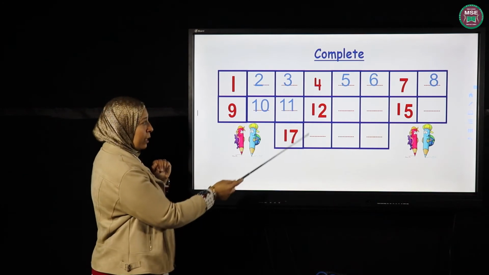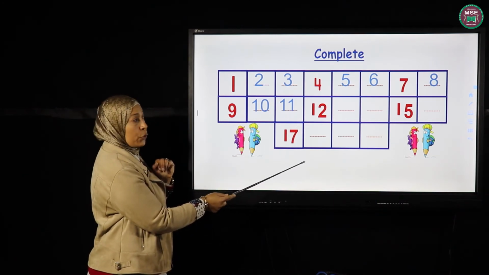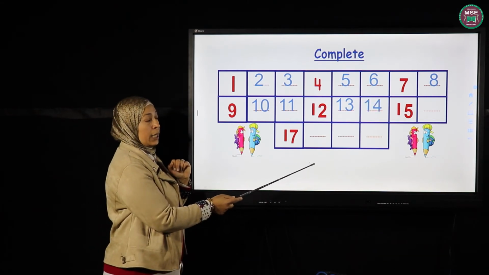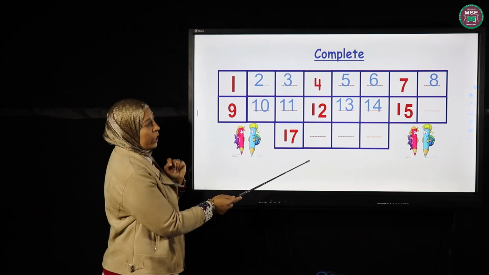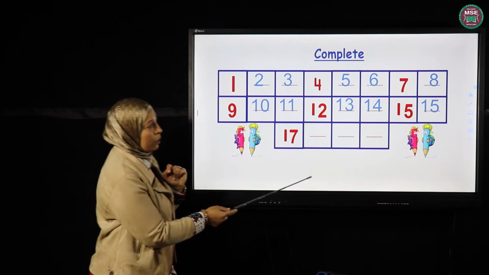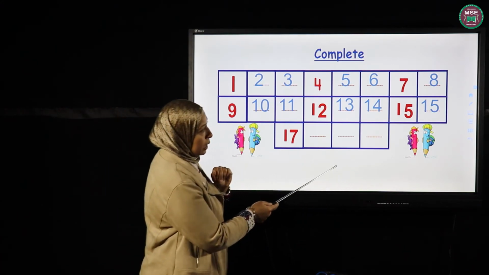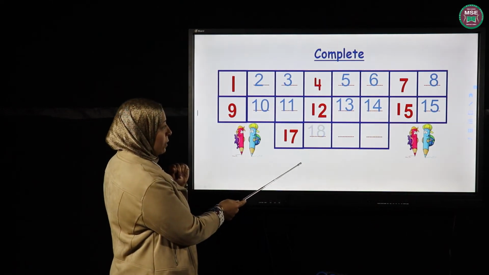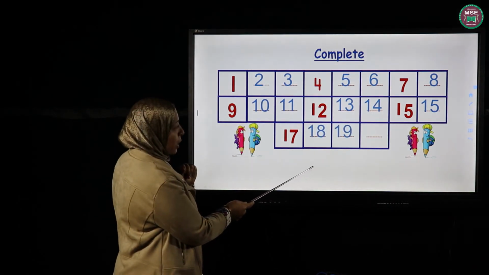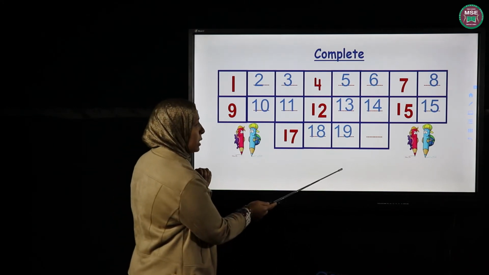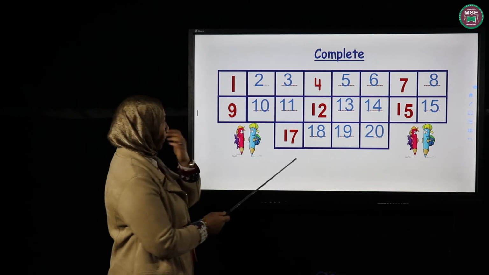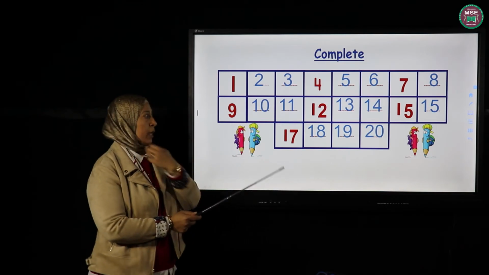After 11, 12. After 12, 13. After 13, 14. See? 14, 1 and 4. 15, 1 and 5. And 16, 1 and 6. Okay, after 16, 17. After 17, 18, 19, and finally 20. How can I write 20? Remember? 2 and 0. Clear? Okay, I hope it is.